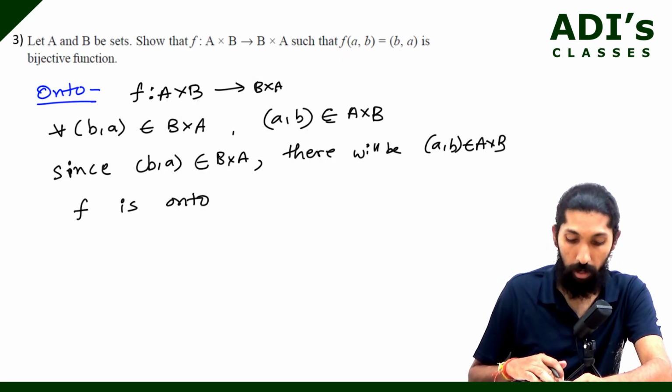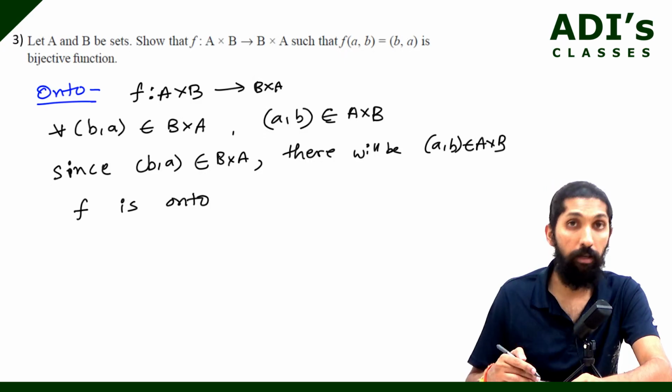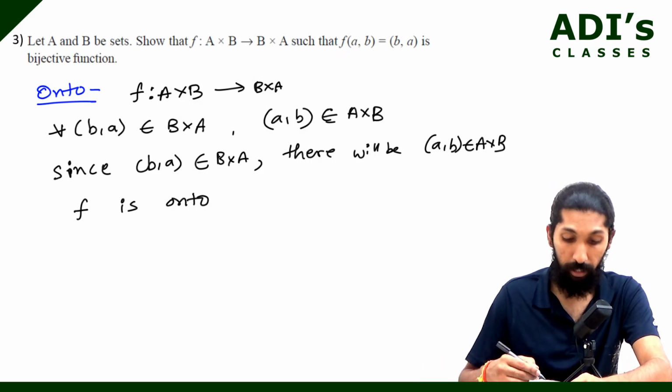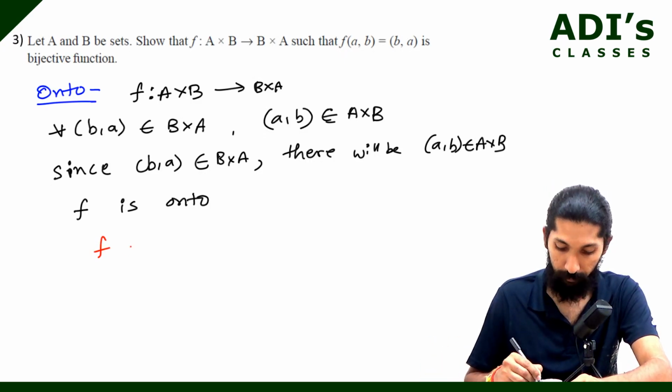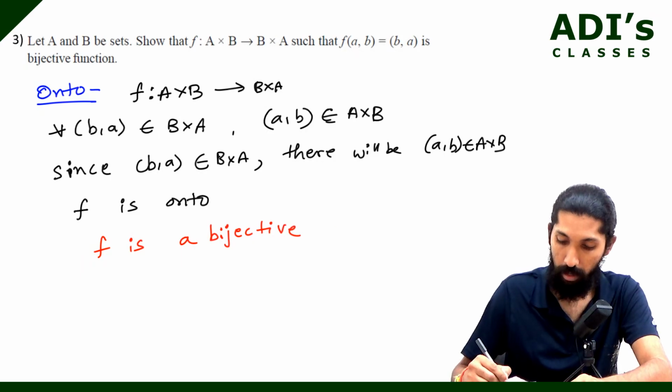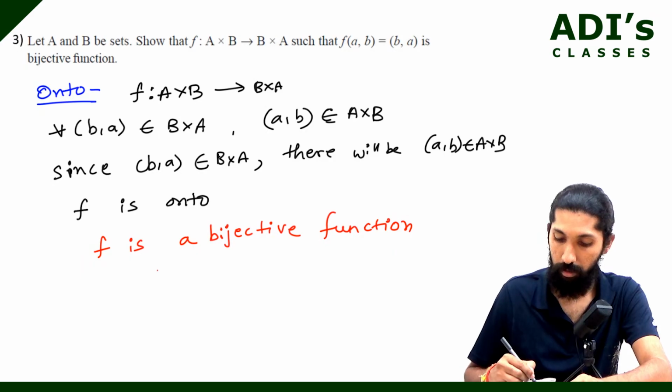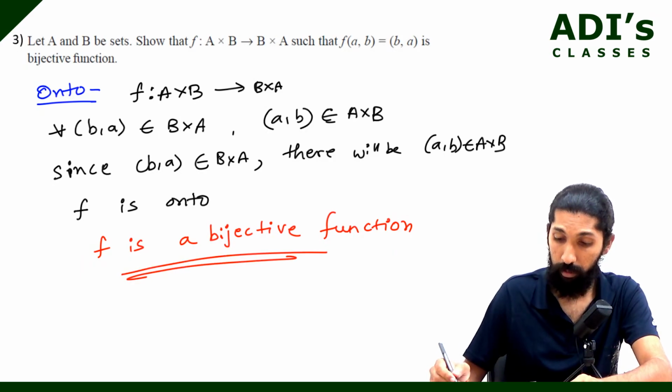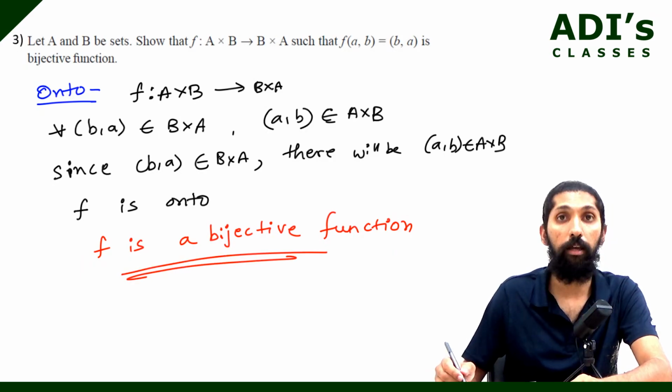Since it is both one-to-one and onto, what can we conclude at the end? We can say that f is a bijective function. So we just proved that f is a bijective function.